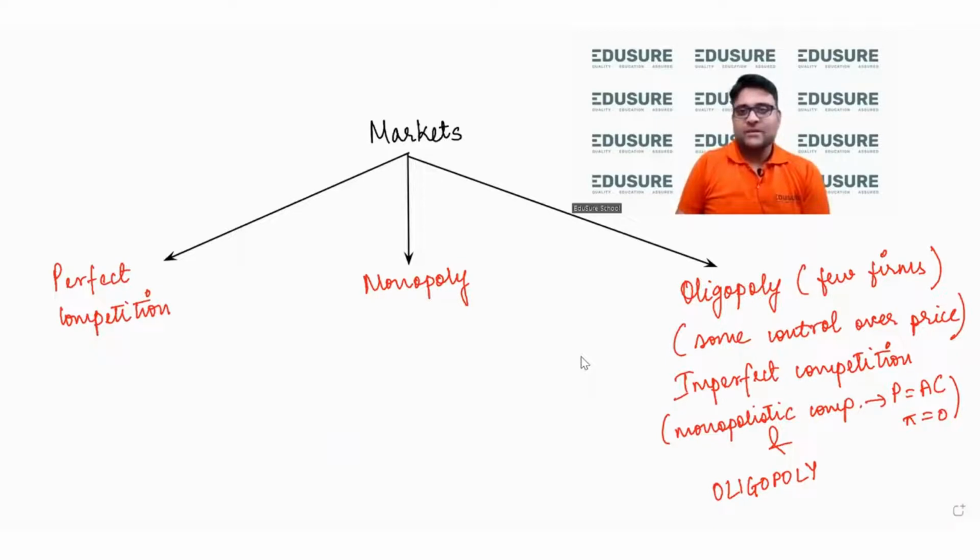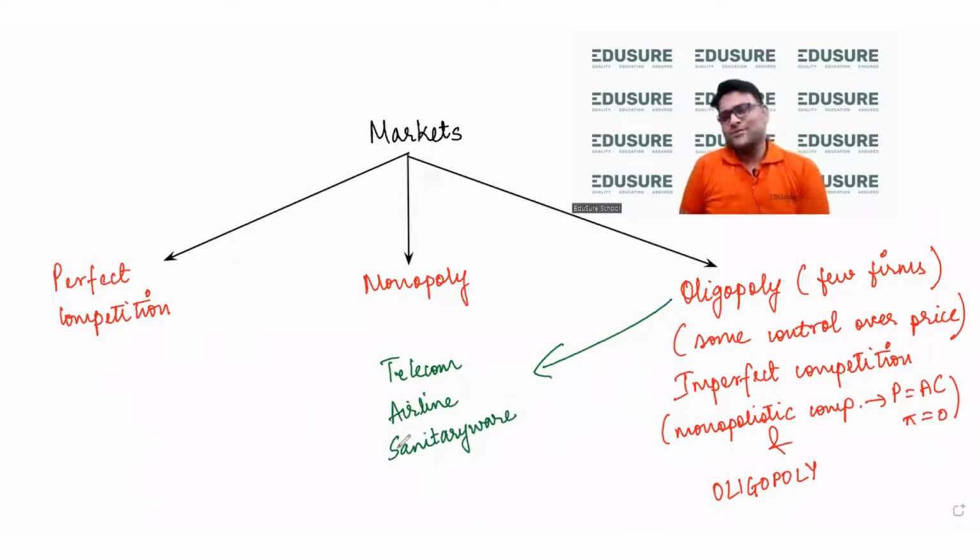Should I list it down? Let me list it down. What are the different kinds of oligopolies that are possible? So, telecom industry, airline industry, someone said sanitary ware, very interesting. So whatever industry you can ultimately think about will all be in oligopoly. Petroleum, yes. Most of the industries that I can think of will all fall under the purview of oligopoly.